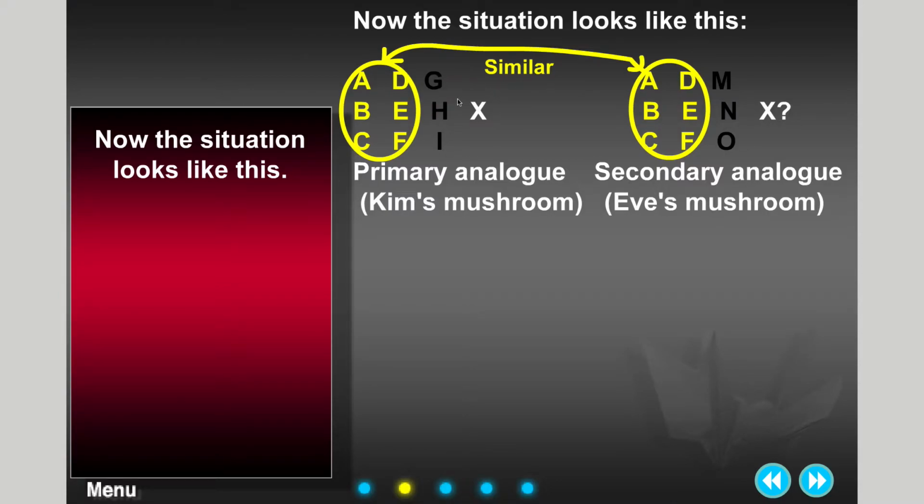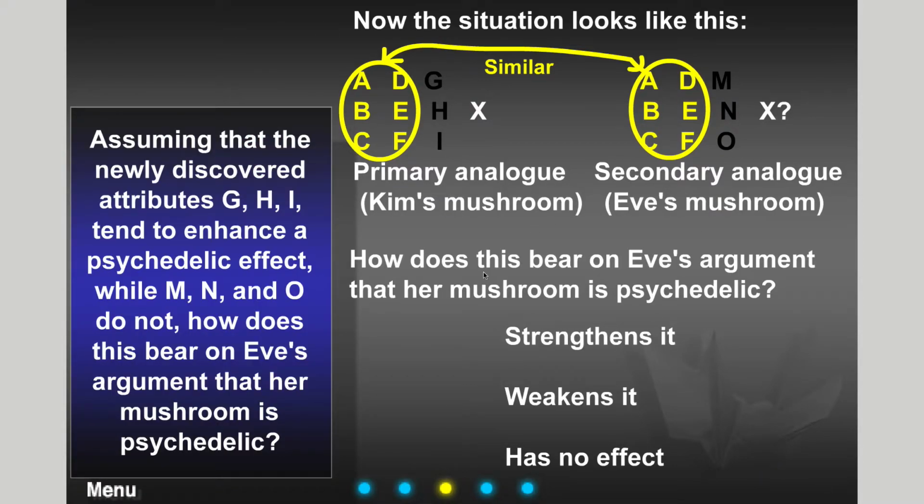Now, does having 3 attributes that are different make the analogy between the primary analog, that is the first mushroom, and the secondary analog, that is Eve's mushroom that she's looking at whether to eat right now, does that make it better? There's, I think, an assumption she wants to avoid psychedelic mushrooms, but I'm unsure. But either way, she doesn't want to be eating this. She's going to be careful. How does it bear on Eve's argument that her mushroom is psychedelic now?